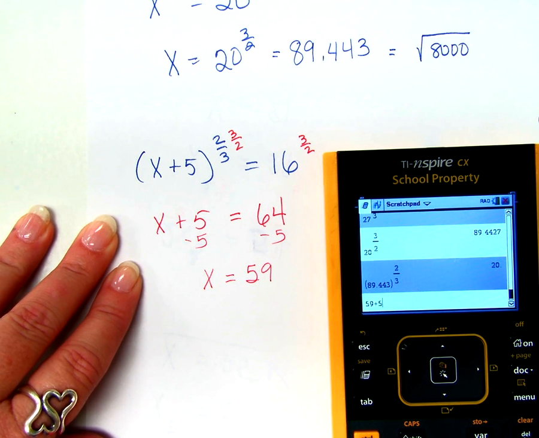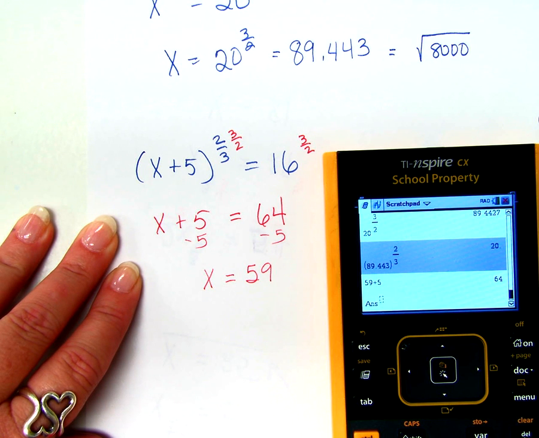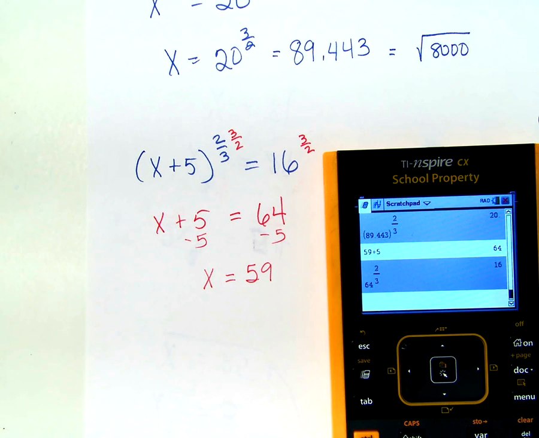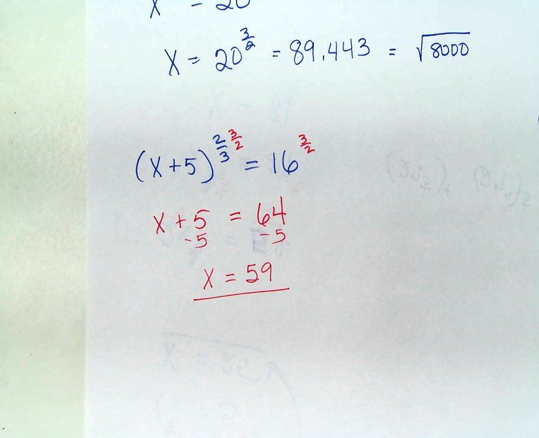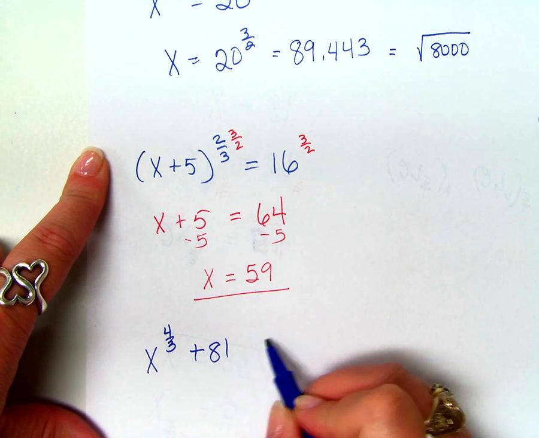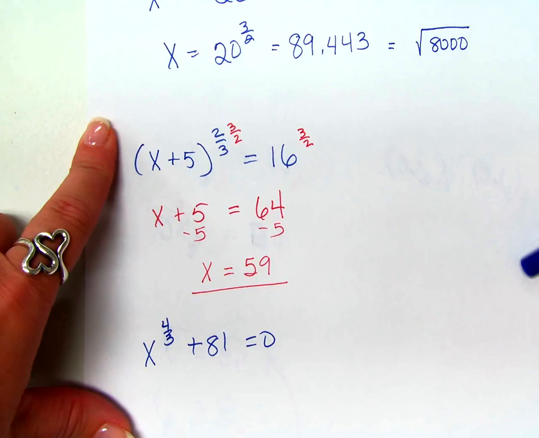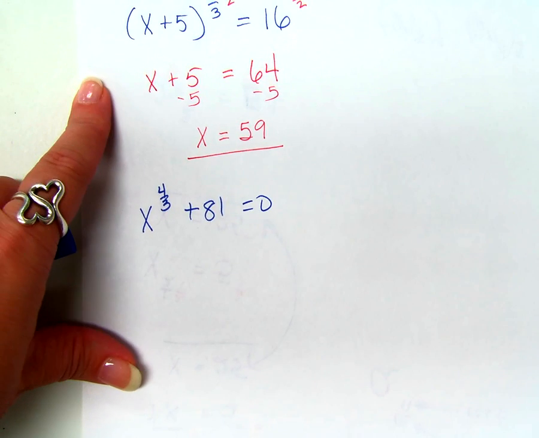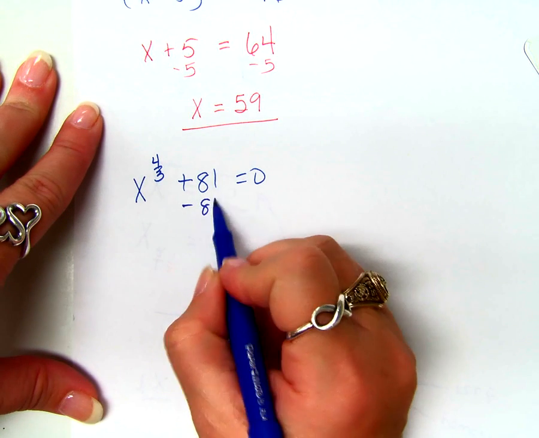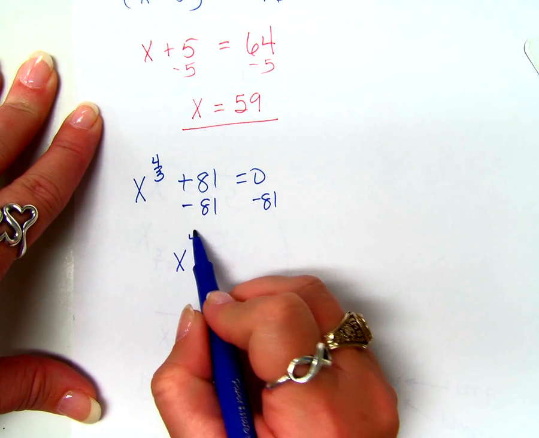59 plus 5 raised to the 2/3 power. Good. We're confident that's right, right? Okay. X to the 4/3 power plus 81 equals 0. We can subtract that. Yeah, we can, right? We need to. In fact, here's a place we do need to isolate the variable before we go on.